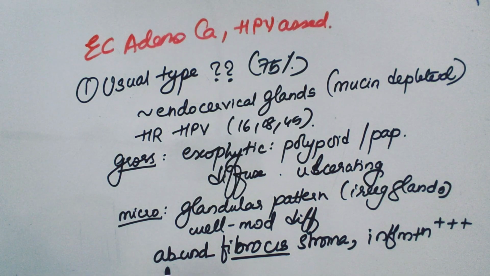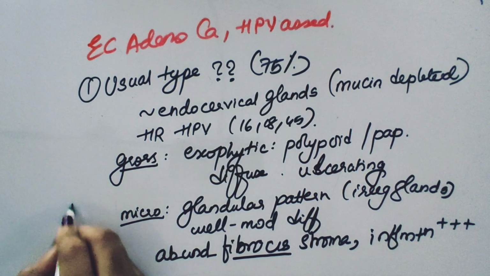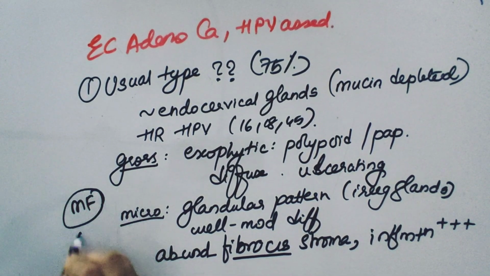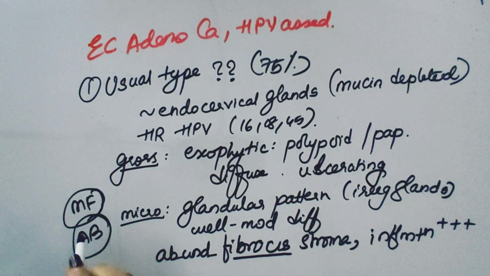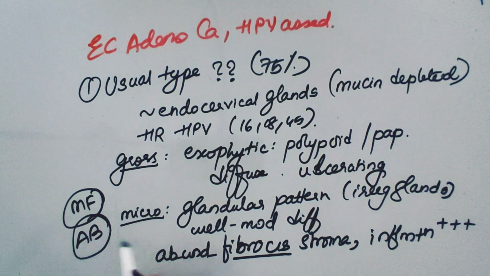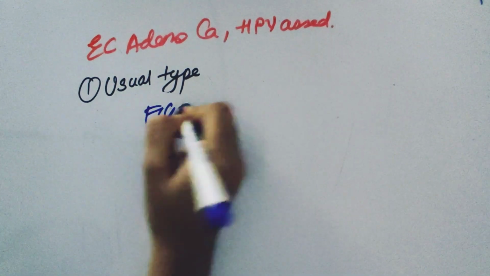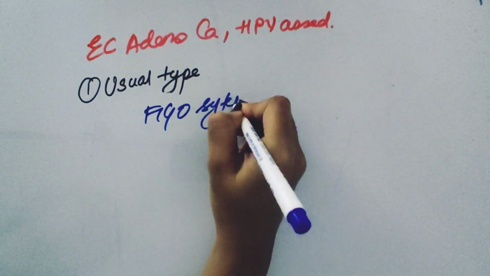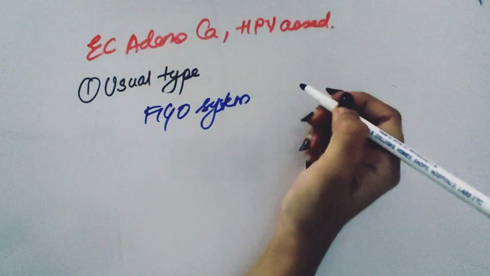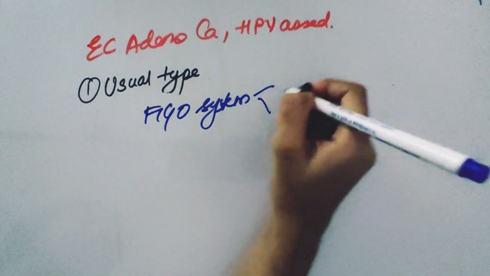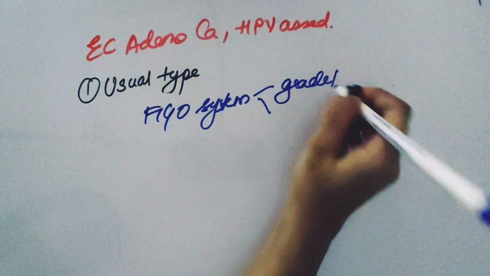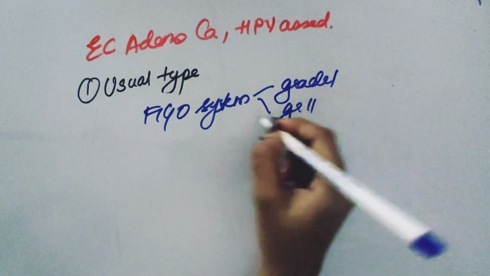And then obviously you have associated mitotic figures and apoptotic bodies. As I said in AIS, in endocervical adenocarcinoma also you will get mitotic figures and apoptotic bodies. According to the FIGO system, the usual type of adenocarcinoma is divided into grade 1, grade 2 and grade 3.